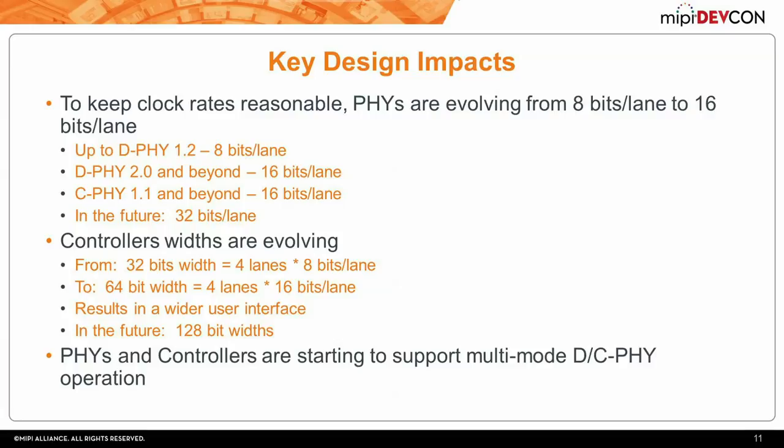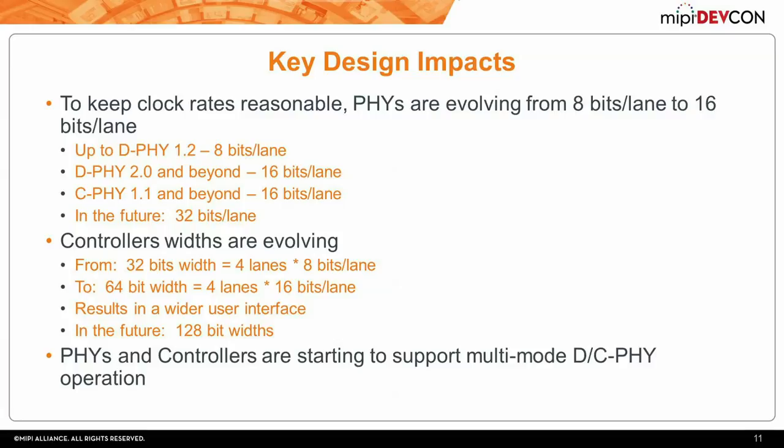The DPHY standard now supports 8, 16, and 32 bits per lane. We expect to see a majority of designs over time migrating to 16 bits per lane. And as you can see, the standards continue to evolve to higher data rates. The standard now supports 32 bits per lane. So there's no question that at some point in the future, you're likely to see 32 bits per lane, but that's still a ways off. That's not going to happen in the next 2 or 3 years.